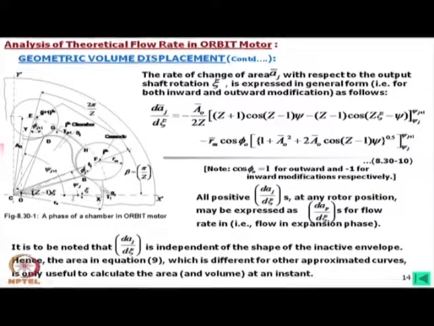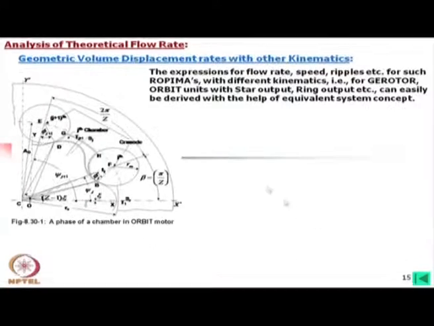Only if you would like to find out the trapped volume, the unused trapped volume, then you have to consider the geometry. The expressions for flow rate, speed, ripples, etc., for such rotary piston machines with different kinematics, that is zerotor, orbit units with star output, ring output, etc., can easily be derived with the help of the equivalent system concept.